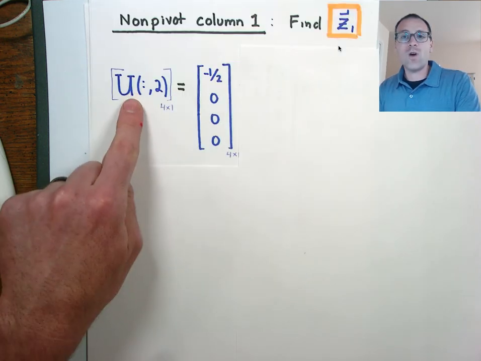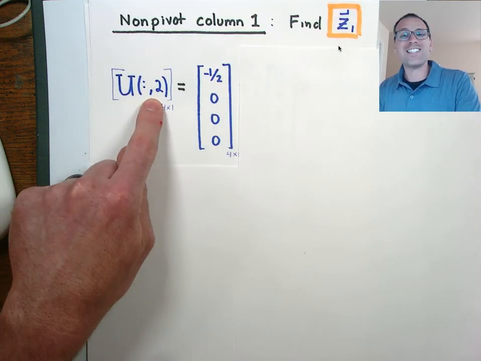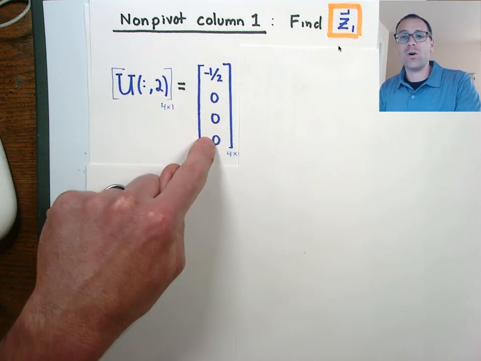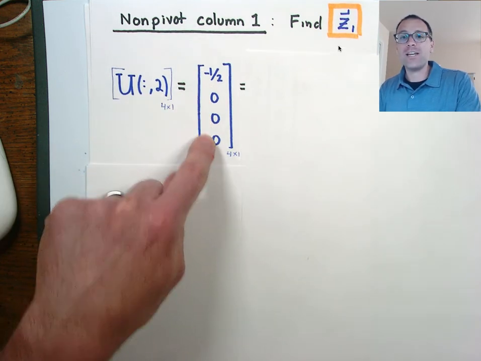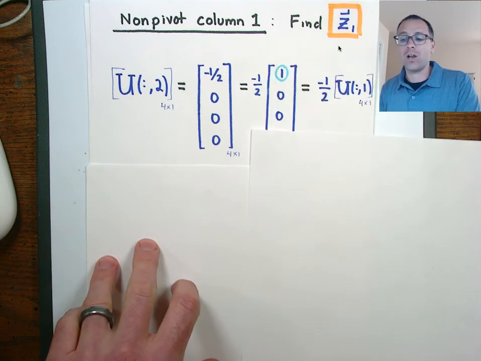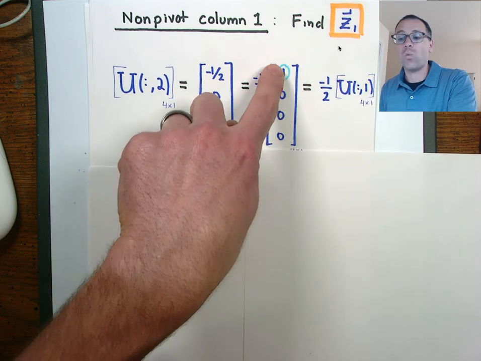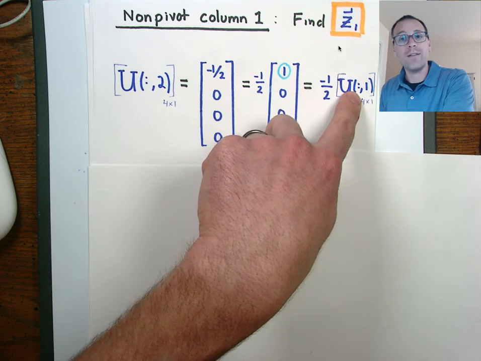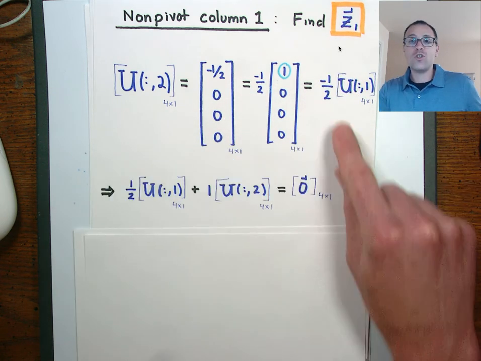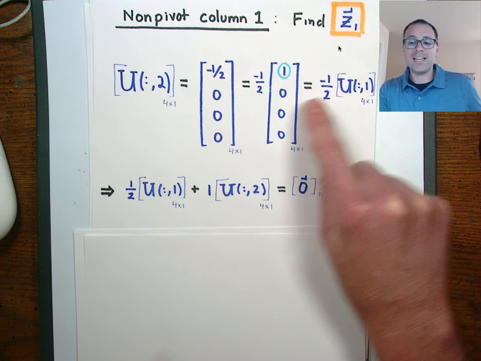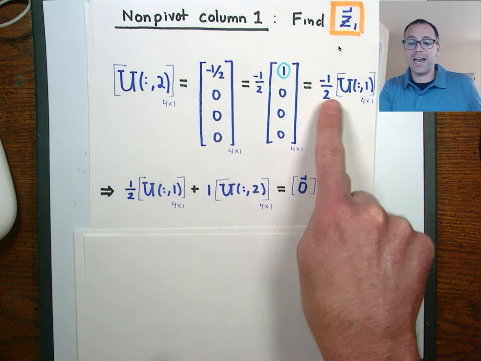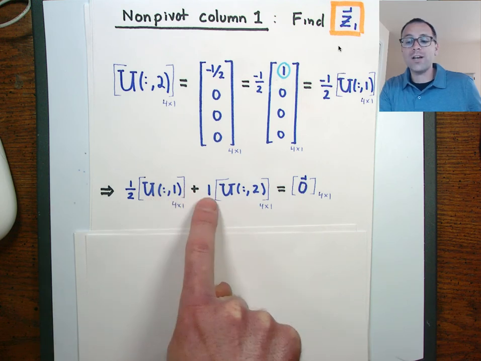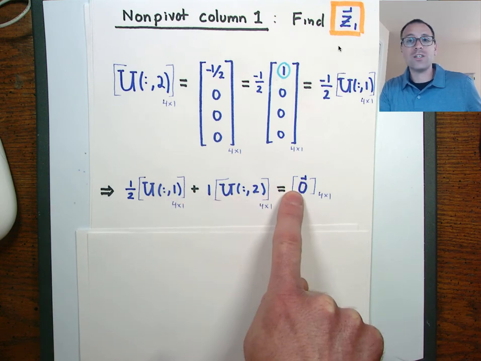To do this, we can write out non-pivot column 1, which is the second column of our matrix, -1 half, 0, 0, 0. Well, that is a linear combination of the previous pivot column. That's -1 half times 1, 0, 0, 0, which is -1 half times column 1, the first pivot column of my matrix. Doing a little bit of algebra, I can bring the right-hand side over to the left-hand side, and I see the linear combination 1 half times column 1 plus 1 times column 2 equals 0.